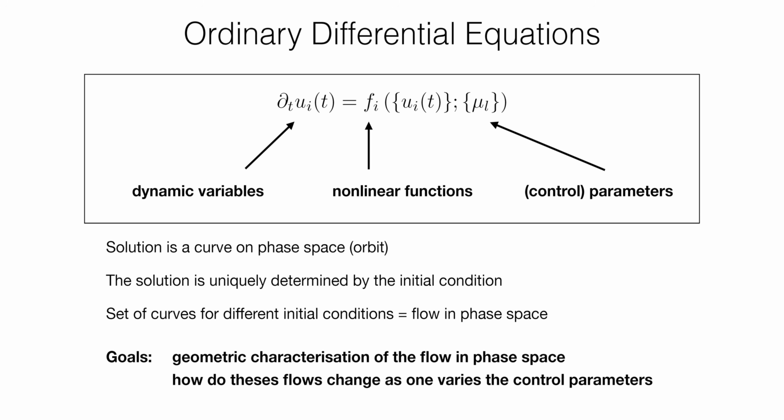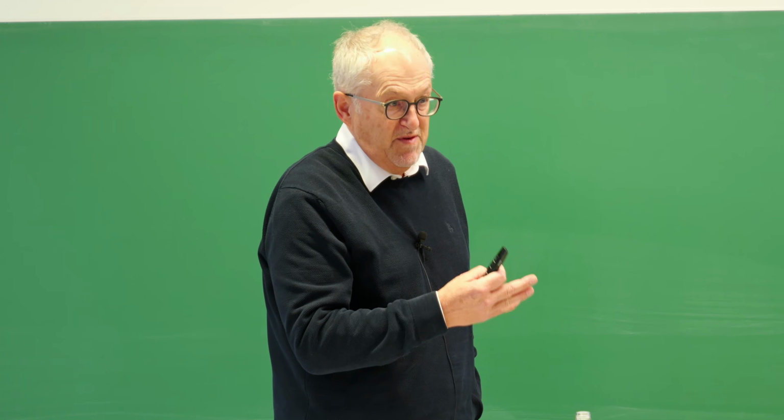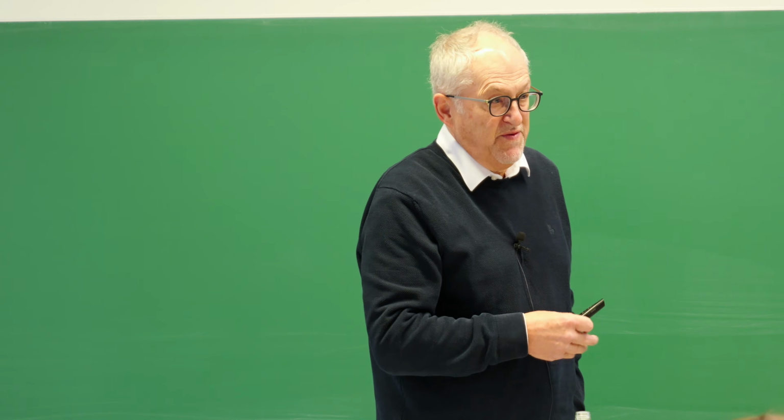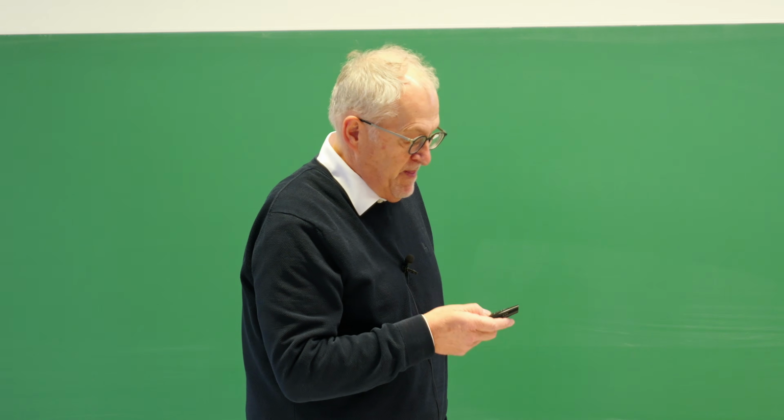We have a vector of dynamic variables, and we have a vector of control parameters, and then also a vector of nonlinear functions. And we would like to understand the solution space of these ordinary differential equations. And the point was that we would like to have a geometric characterization of the flow of the solutions in phase space. And in particular, we would like to know when this flow in phase space changes on a qualitative level, not a quantitative level, really having a different kind of geometric structure.